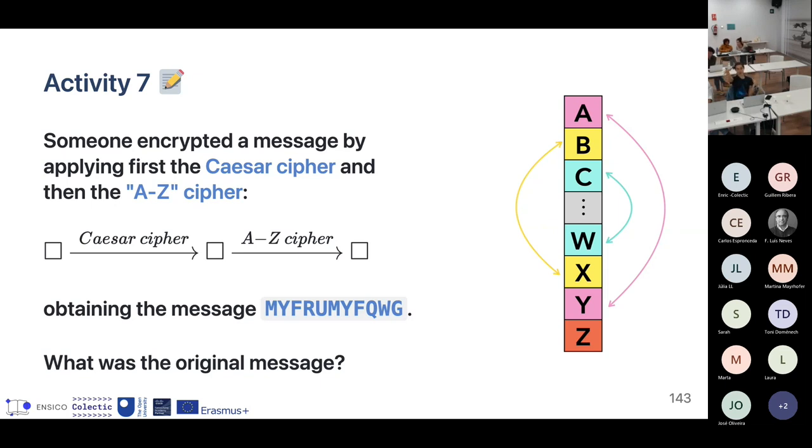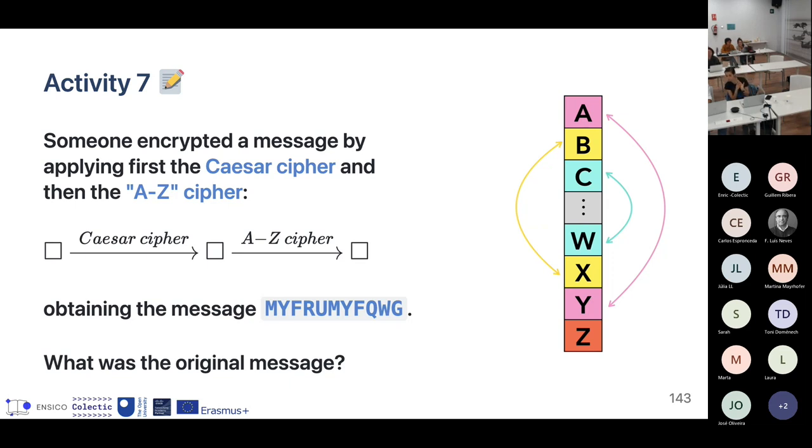So if we apply the composition of these two ciphers, it's like we are composing two functions. So function composition, again, is very important. It's like A is sent to Y because if you apply the Caesar cipher, A will go to B. And then if you apply the AZ cipher, B will go to Y. So if you apply both ciphers one after another to letter A, you will get letter Y. And if you apply both to letter B, you will get letter X. And if you apply both to C, you will get W, and so on.